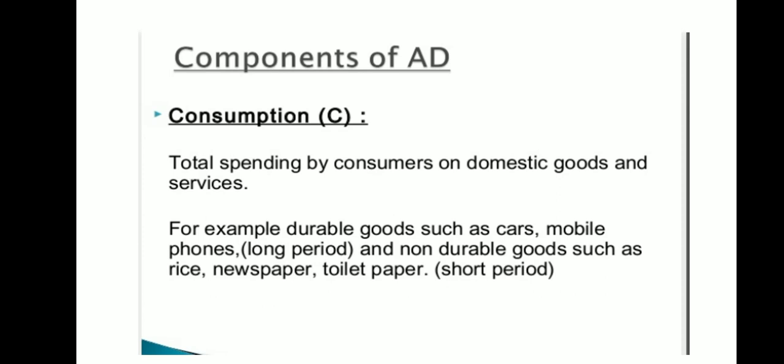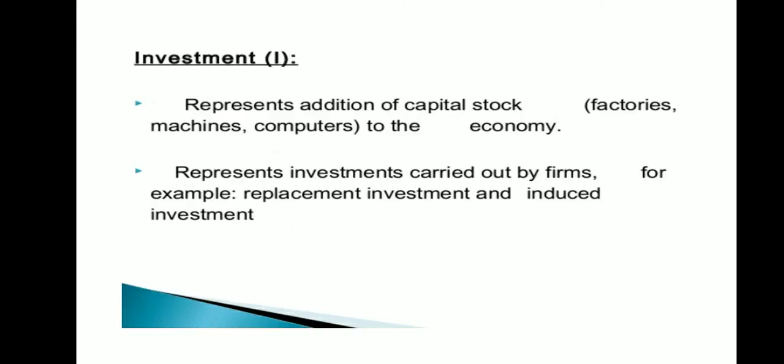Now, as I said, AD equals C plus I plus G plus X minus M. So what does this C stand for? C stands for consumption, and these are also called components of aggregate demand. It is the total spending by the consumer on domestic goods and services. For example, durable goods such as cars, mobile phones, and non-durable goods such as rice, newspaper, etc., that are used for a short period of time. In short, it is the total spending of the consumer.